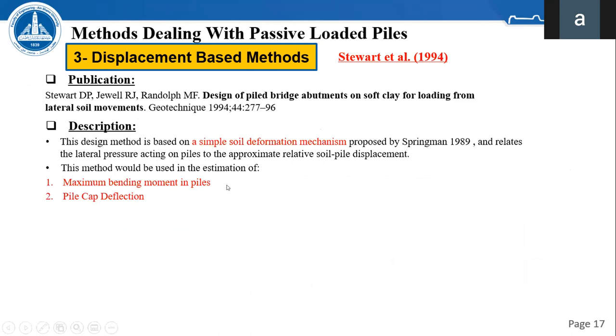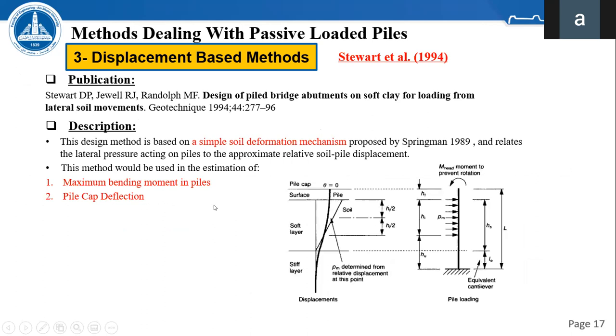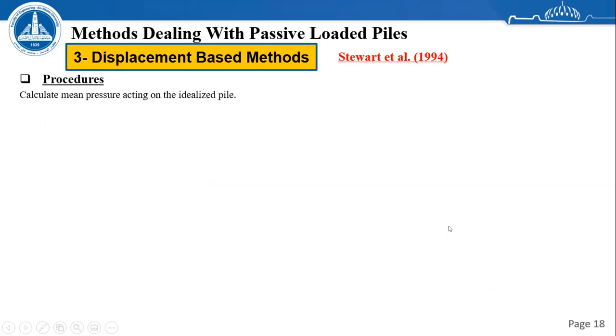This displacement-based method is based on the simple soil deformation mechanism proposed by Springman in 1989 and relates the lateral pressure on the pile to the approximate soil pile displacement. This method can be used to calculate the maximum bending moment and the pile cap deflection. We have equations to calculate the soil displacement and equations to calculate the pile displacement. Using the relative pile soil displacement, we can calculate the value of the lateral pressure PM using the following equation.